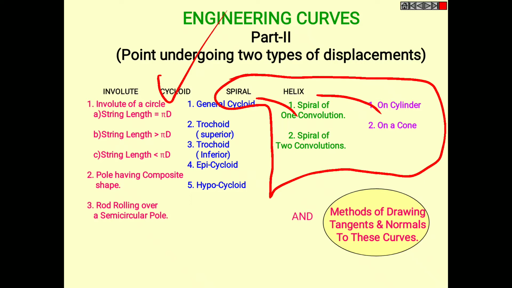Coming to the spiral, there are two methods: one is spiral of one convolution and the second is spiral of two convolutions. And coming to helix, again there are two methods: the helix on a cylinder and the helix on a cone. So in this session we will see how to draw a spiral and helix, and also some methods of drawing tangents and normals to the above curves for involute, cycloid, spiral and helix.